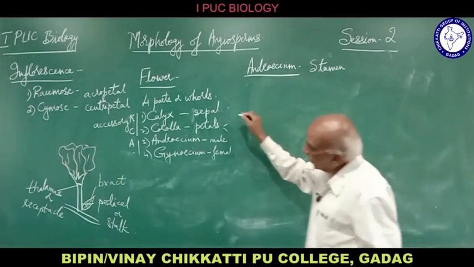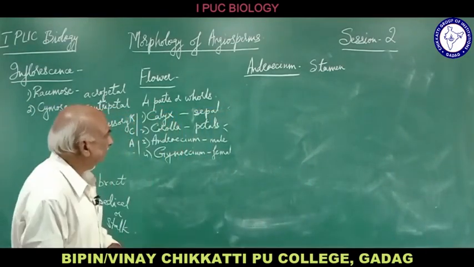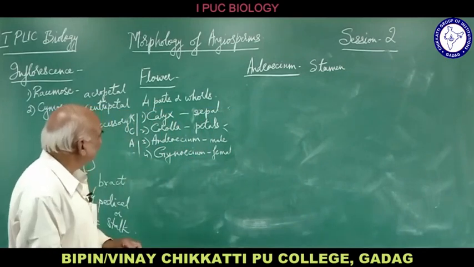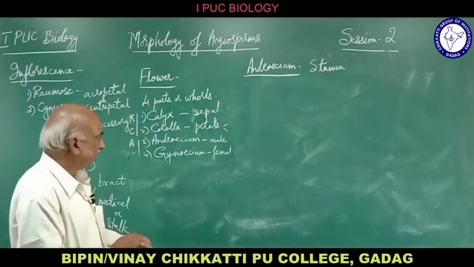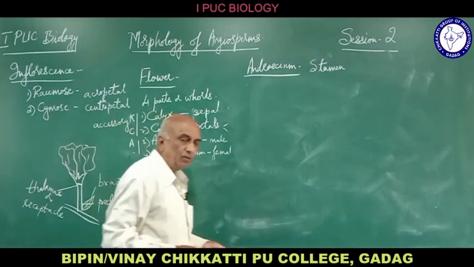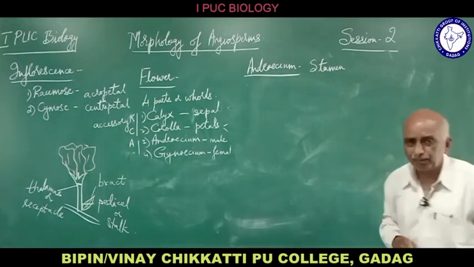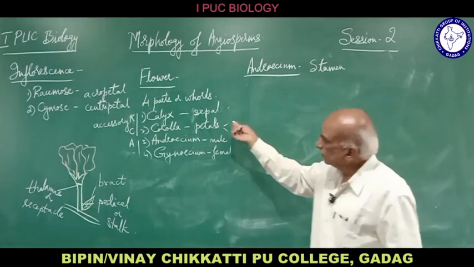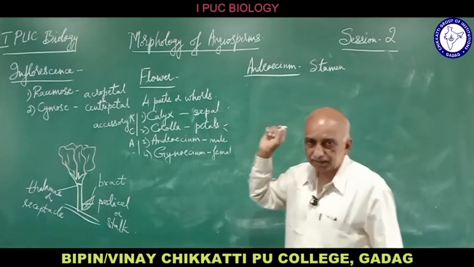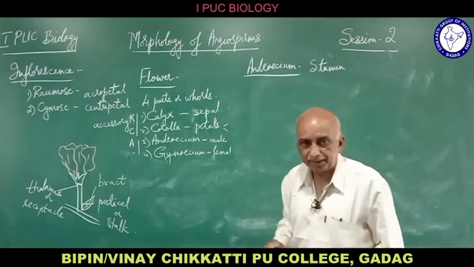Now this calyx and corolla are called accessory whorls because they support the male and female reproductive parts of the flower. Sepals are the outermost whorl of the flower. They are protective in function, meaning they are green in color, leaf-like structures, usually protective and supporting the other parts.